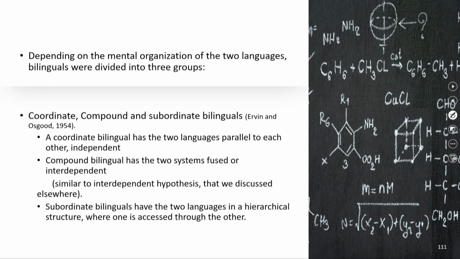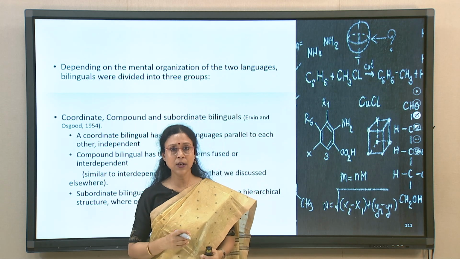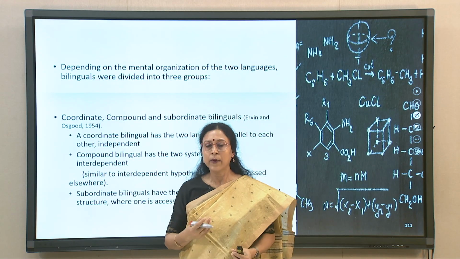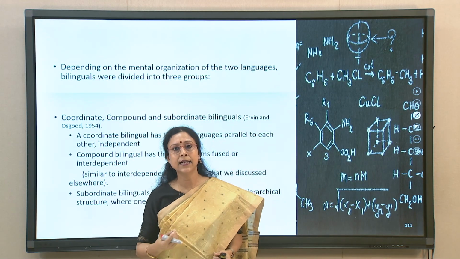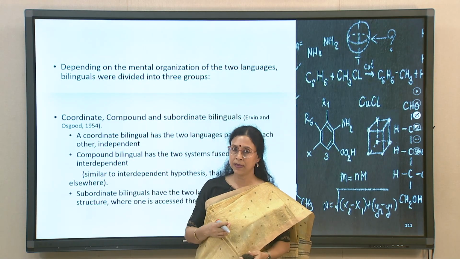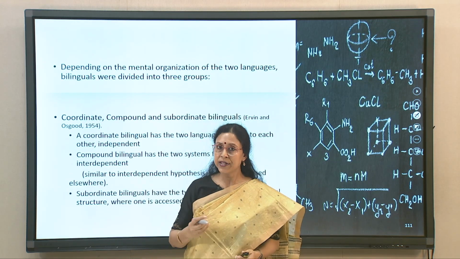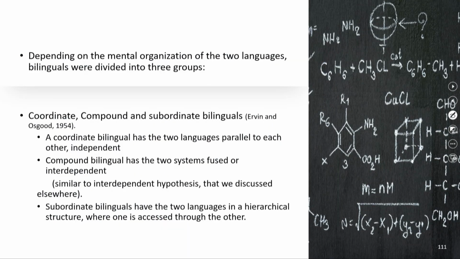Now, let us look at the mental organization of the two languages. This discussion is not exactly new; it goes really far back in time, all the way to the time of Osgood, when they talked about compound, coordinate and subordinate bilinguals. The debate started with the question: how are the two languages stored in the human mind? At that time they were talking about mind, not in terms of brain. What is the nature of organization of these two languages that bilinguals learn?